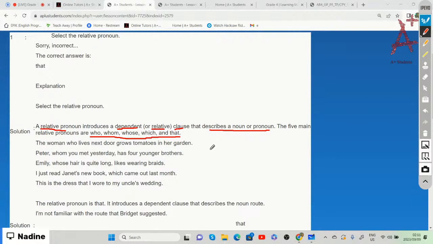So if you look at those two examples: who lives next door? Whom you met. Then we have another example that says Emily, whose hair is quite long, likes wearing braids. So whose hair is quite long.